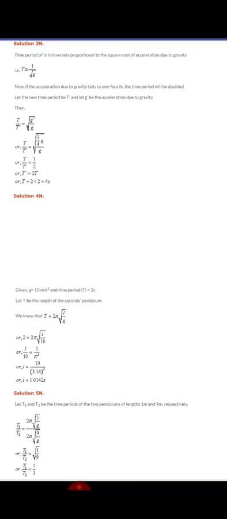Simply cross multiply. T dash will become 2T. If the original time period was 2 seconds, let us assume that it is a seconds pendulum. Seconds pendulum time period is 2 seconds. So 2 into 2, answer will be 4 seconds.